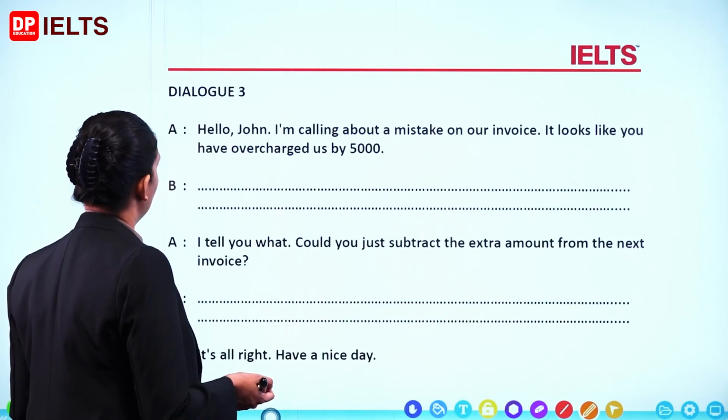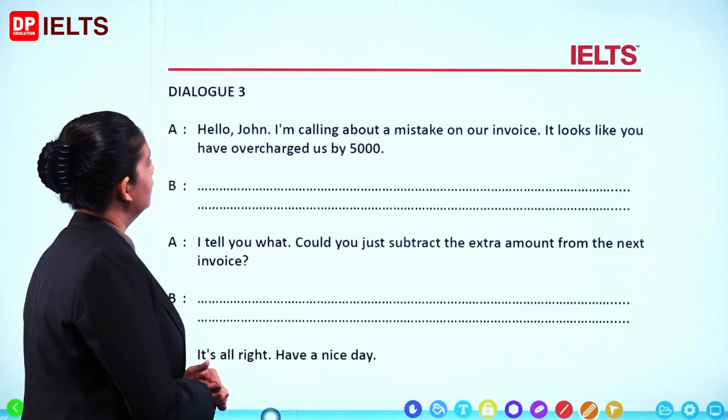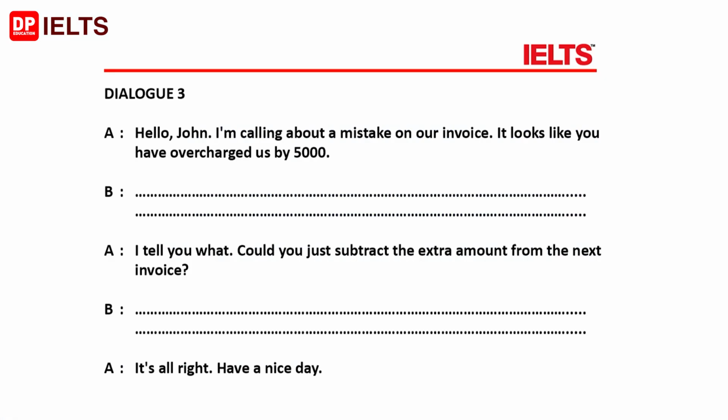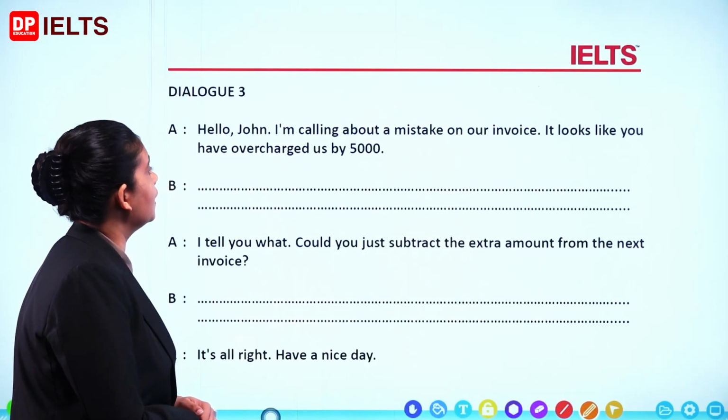Okay, so dialogue number 3. Hello, John. I'm calling about a mistake on our invoice. It looks like you have overcharged us by 5,000.